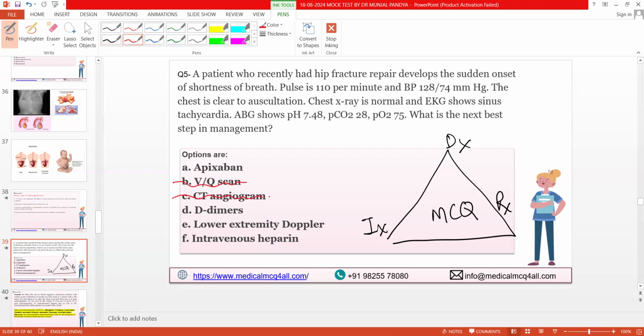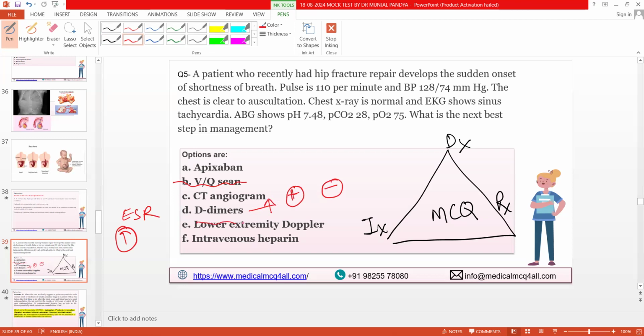Right, CT angiogram is also not a feasible option. D-dimer, if it is positive, it is not diagnostic at all. If it is negative, then it can rule out, but positive can be in anything. So it's not a good test. It's like doing ESR. If ESR is high, what is the diagnosis? No diagnosis. It can be high in tuberculosis, in multiple myeloma, in chronic infection, in autoimmune disease. So there is no diagnosis of high ESR. Like that, there is no diagnosis of high D-dimer. So you cannot reach the diagnosis.